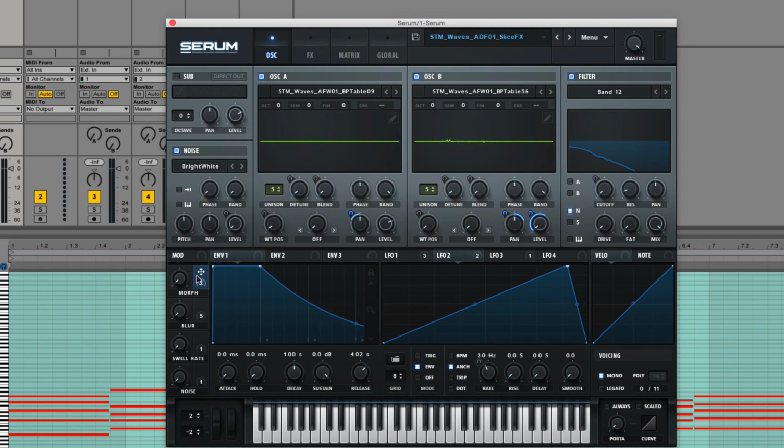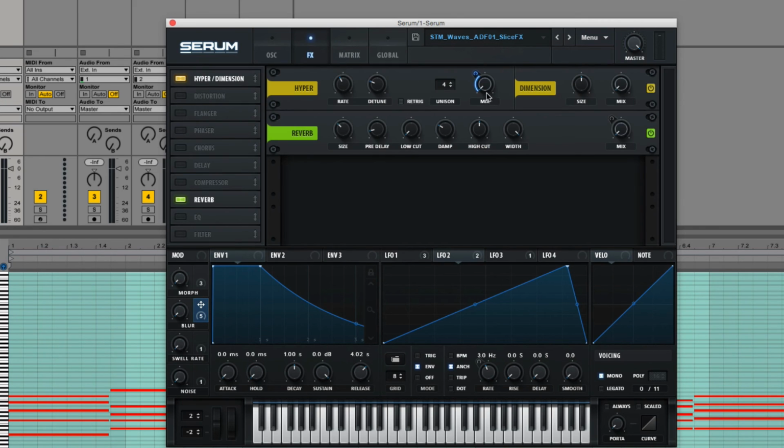Next we'll go over the macros. Morph increases the volume of the second oscillator, which has a more metallic sound, and it also pushes the oscillators to left and right, and so it widens. Next we have blur, which is on detune and blend of both oscillators, and then also on the mix of hyper. It widens out the sound. Swell rate is on the time of LFO2.